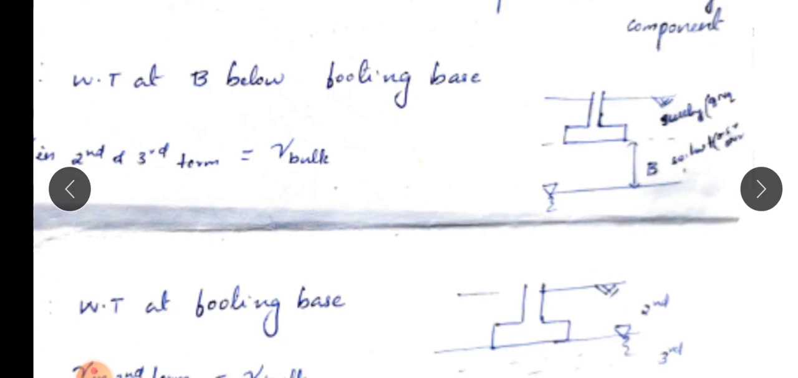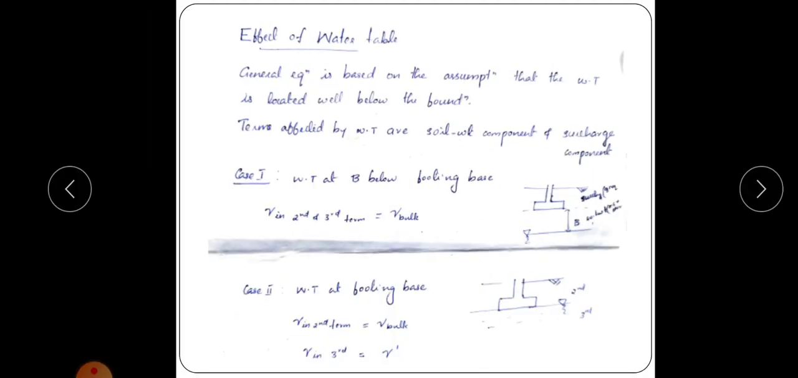First, we can discuss the effect of water table at different levels. In case 1, we are assuming the water table at a depth B below the footing base. So here is the position of the water table. In that case, there will not be an effect of water table because it is far below the footing.